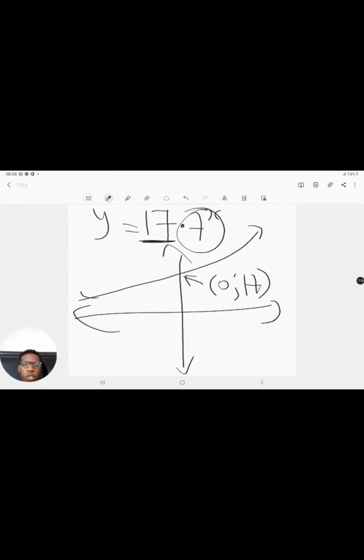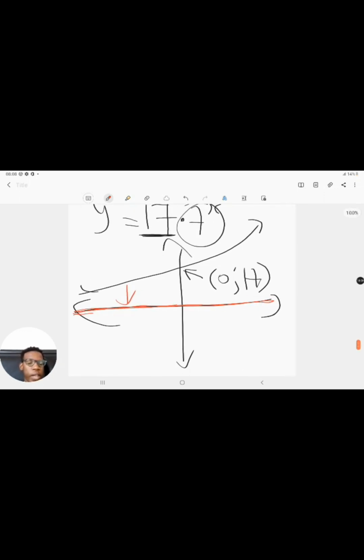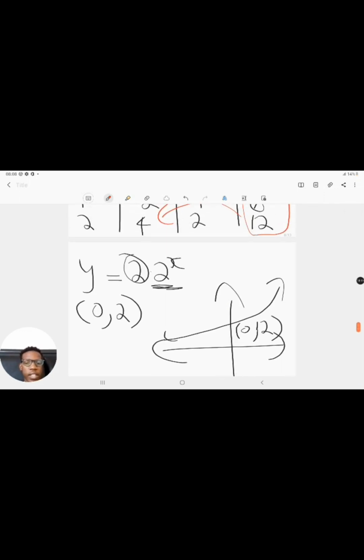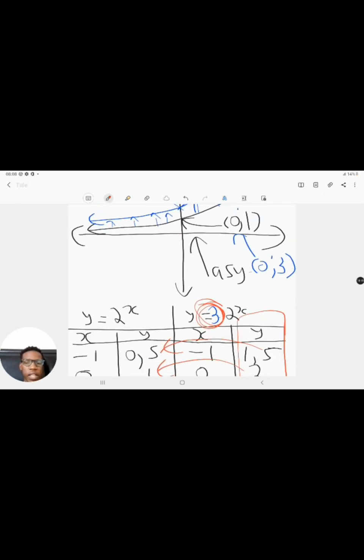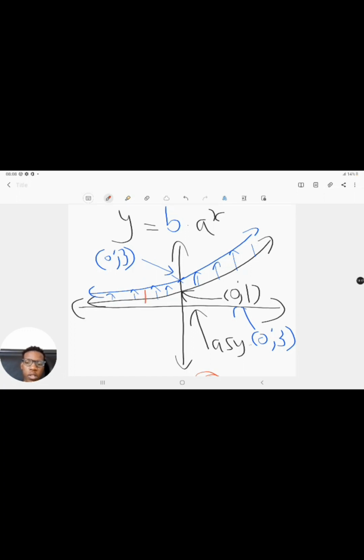Now I want you to notice that the asymptote stays the same. The asymptote is still your x-axis. The asymptote doesn't change. Your graph still approaches the x-axis without reaching the x-axis, even for this blue one. So this is still your original graph.